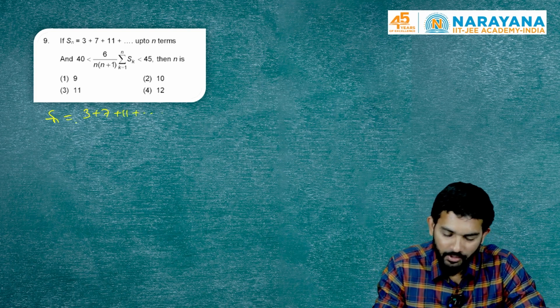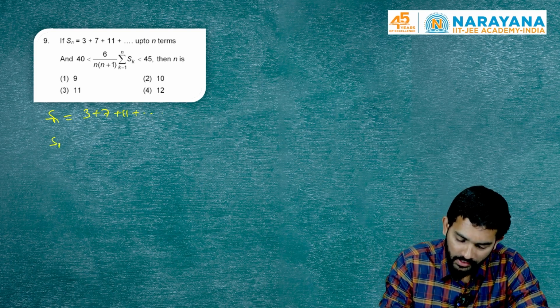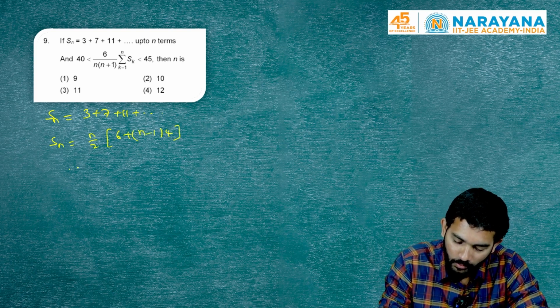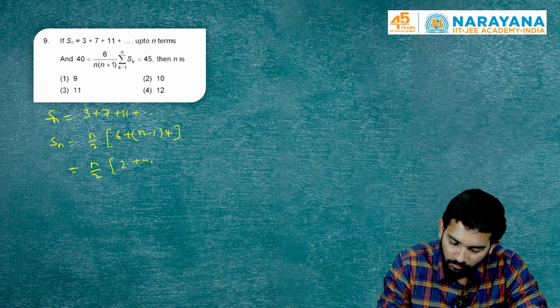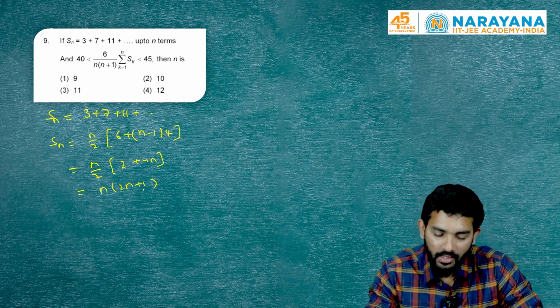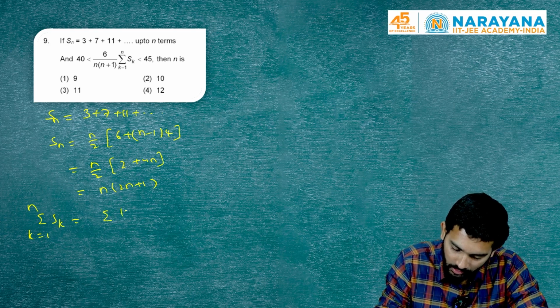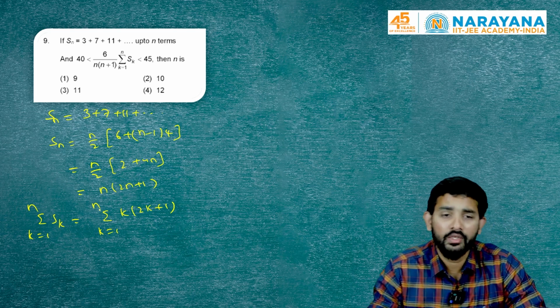So this is an AP with common difference 4. So I can write Sn is equal to n by 2 into 2a, that is 6, plus n minus 1 into d, that is 4. So n by 2 into 6 minus 4, 2 plus 4n, which will be n into 2n plus 1. Now he is asking 6 by n into n plus 1 sigma k equal to 1 to n Sk. So which means sigma k into 2k plus 1 from k equal to 1 to n he is asking.